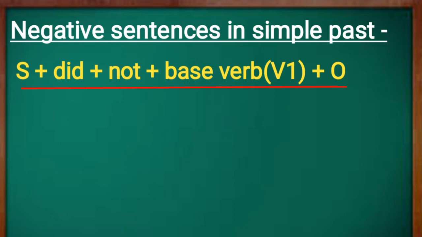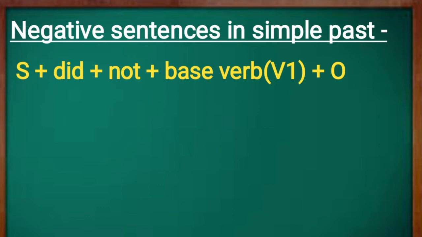The structure is subject plus did plus not plus base verb, means verb first form, and then plus object at last. So here in negative sentences of simple past, after the subject you have to use did not, and then after did not you will use verb first form. I repeat, you will not use any verb second form here, because once you use did not in the sentence you must use verb first form only. Okay, and then plus object.